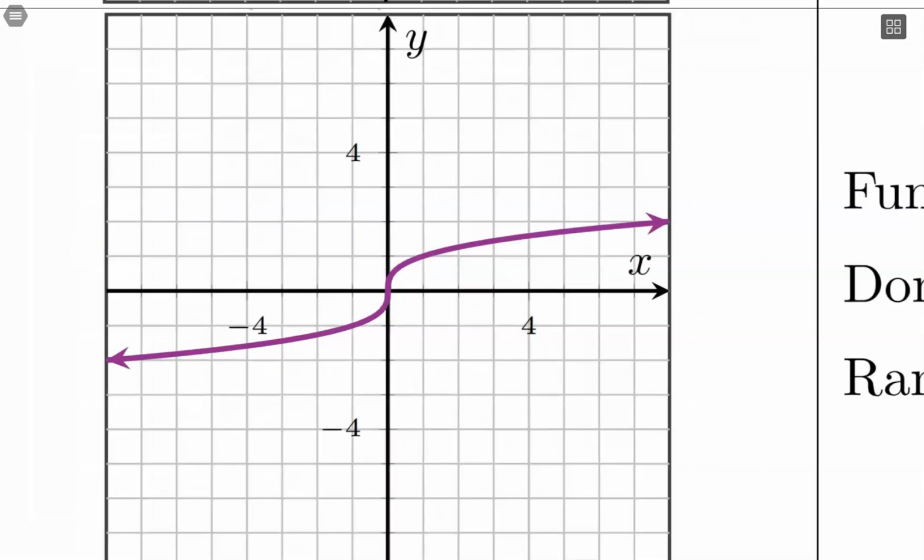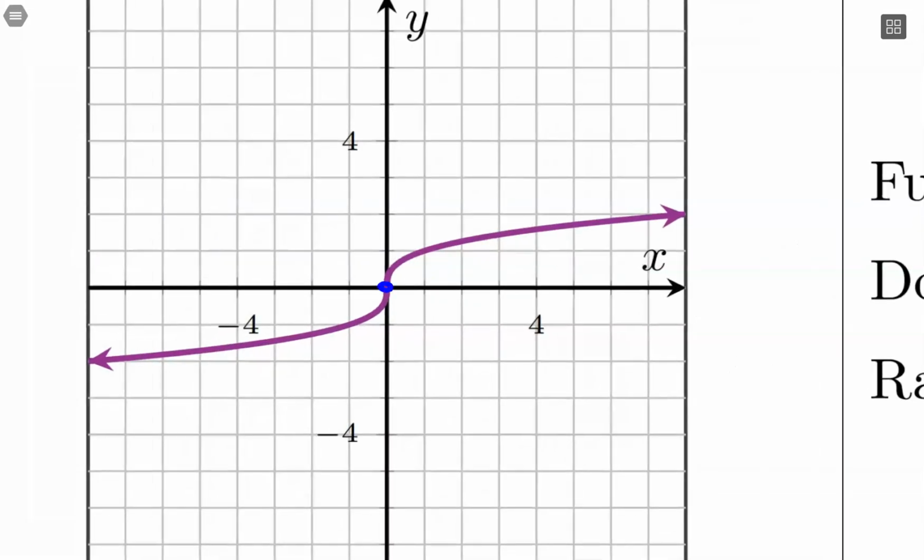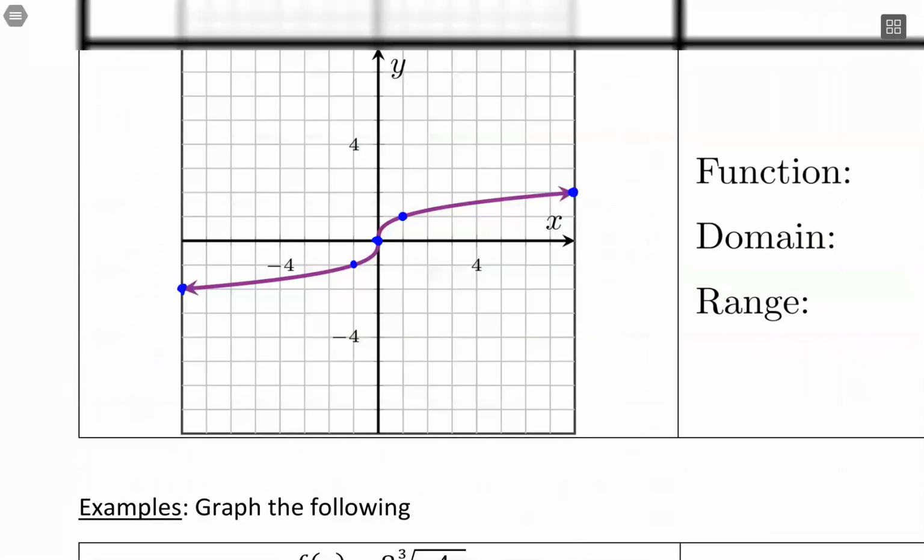So with that, some key coordinates here. We go through 0, 0. We have those 1's values. And then with cube root, out at 8 can be nice. So 8, 2, negative 8, negative 2, having those coordinates will be key values to work with.